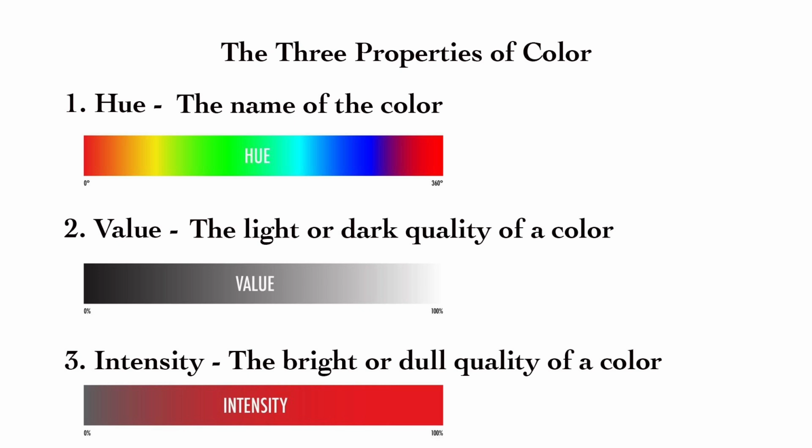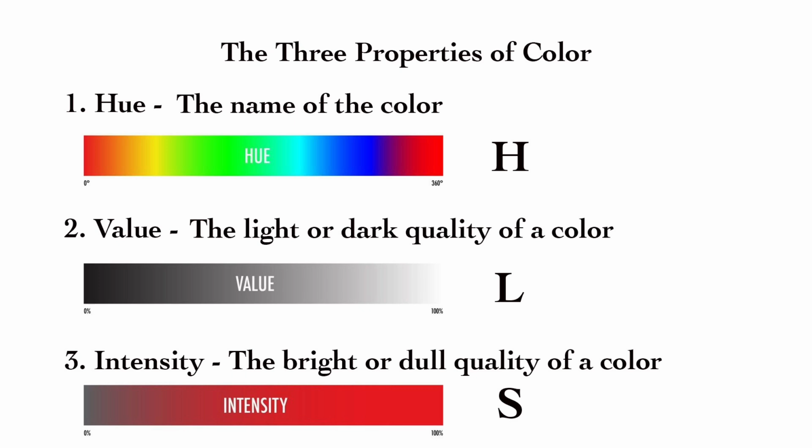You might also encounter HLS as a color mode on your computer. The H stands for hue, the L for value, and the S for saturation or intensity. So HLS is hue, value, and intensity.